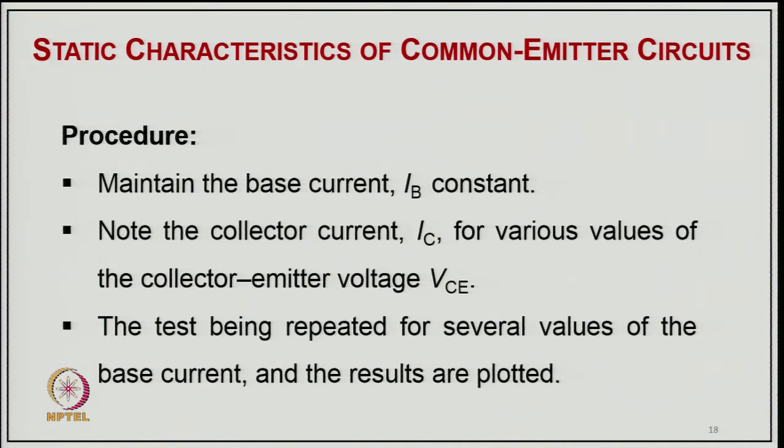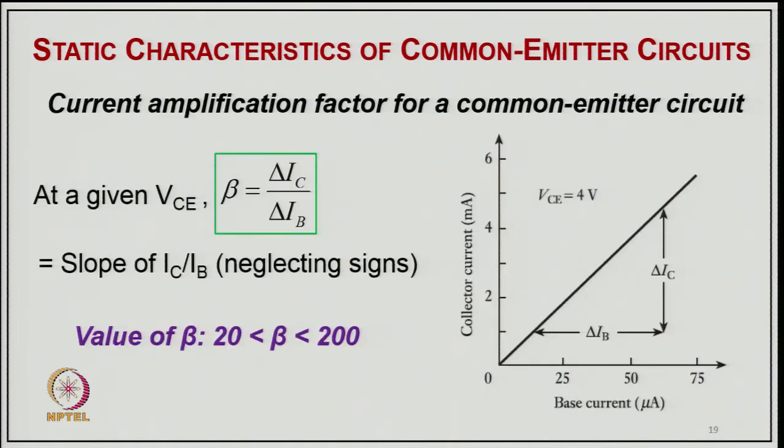That is typically the independent variable, and IC is the dependent variable, because IC will be decided by the characteristic of the transistor. So the test is repeated for several values of base current, I mean IB, and the results are shown here. This is the base current versus collector current.